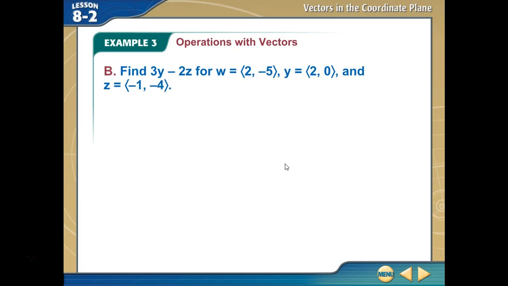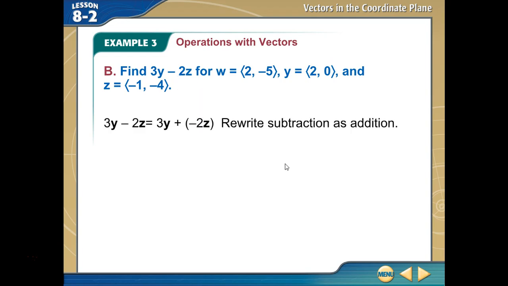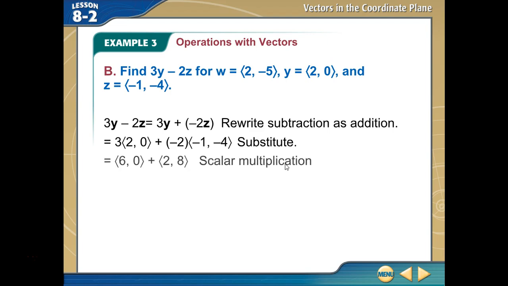Same thing for B. We work through our operations. Now I'm looking at not just y, but I'm scaling z by a negative value and then subtracting. So again, I rewrite it, and I have my addition. I have my scalar values. I push them through. So negative 2 times negative 1 is 2, negative 2 times negative 4 is 8, and then I just add like components, and I get (8, 8) as I'm doing my vector addition.